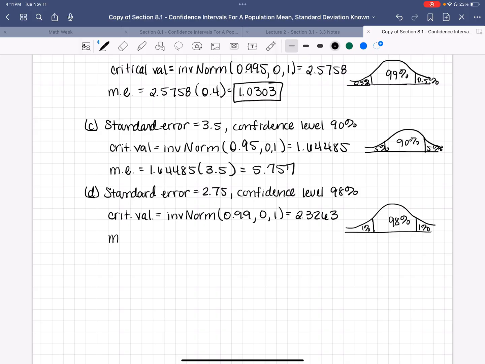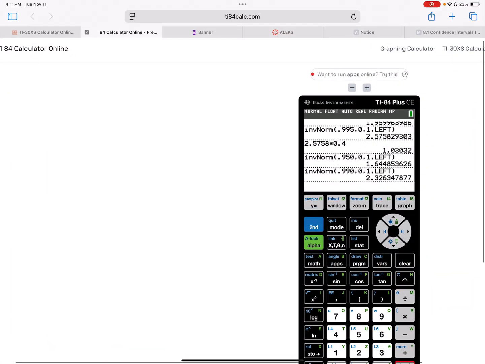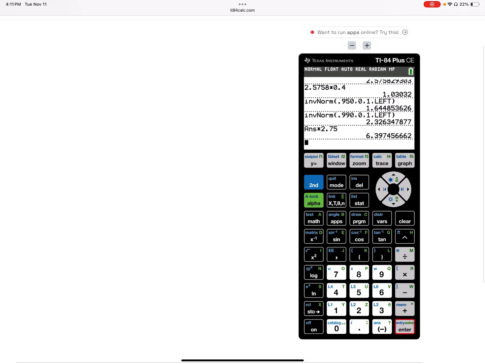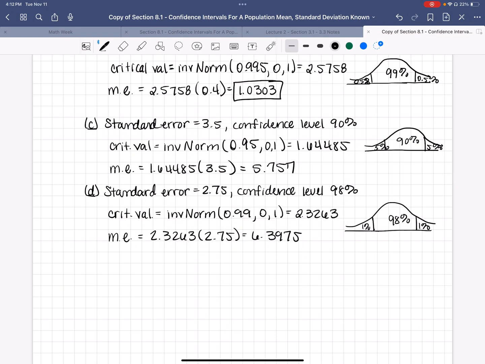So now I can find my margin of error, which is going to be my critical value, 2.3263, times the standard error, which is 2.75. And that should give me 6.3975. Let's make sure. Let's just say times 2.75. And I get 6.3975. Yep. Okay. And that is my margin of error. I didn't box those on C and D.